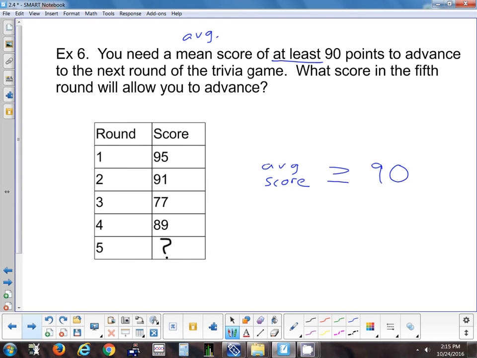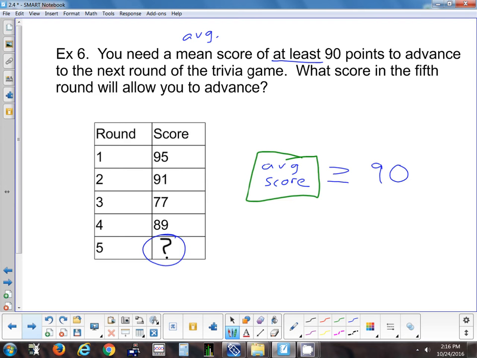So here's what you've scored so far. Okay, round 1, you got a 95, then a 91, 77, and 89. Okay? I have to figure out, what do we have to score in the 5th round to make sure we can advance? So, first thing I have to figure out is this: my average score. How do you find an average?